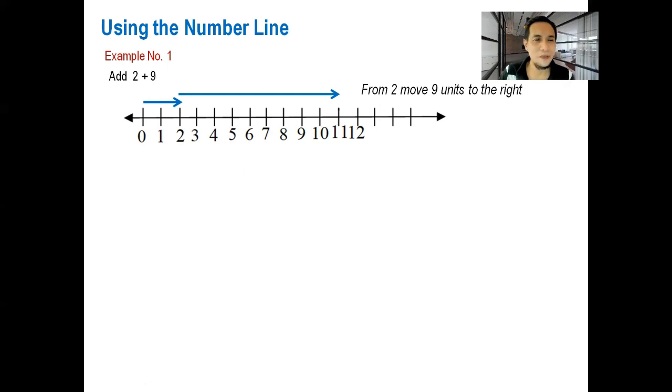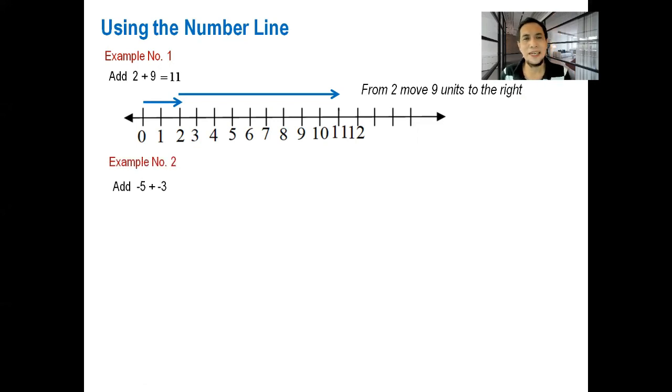So from 2, move 9 units to the right. What will be the answer? We are going to count from 0 to where the arrow stops, which is 11. So meaning 2 plus 9 is 11. Correct? There's no question for that. Let's go to example number 2.